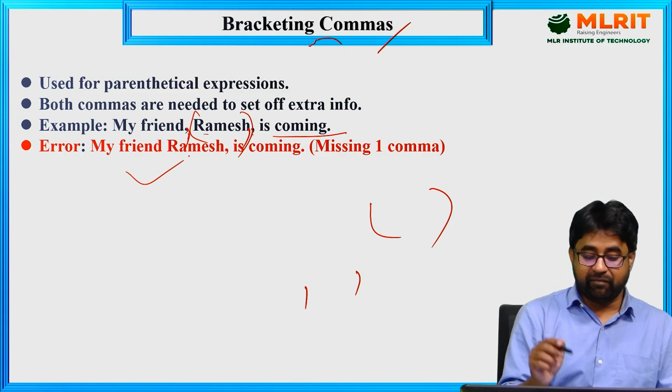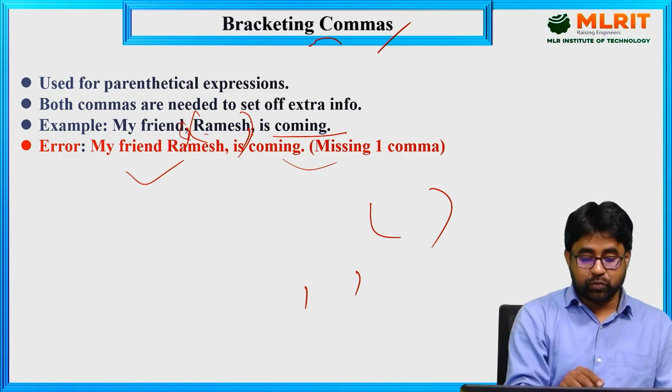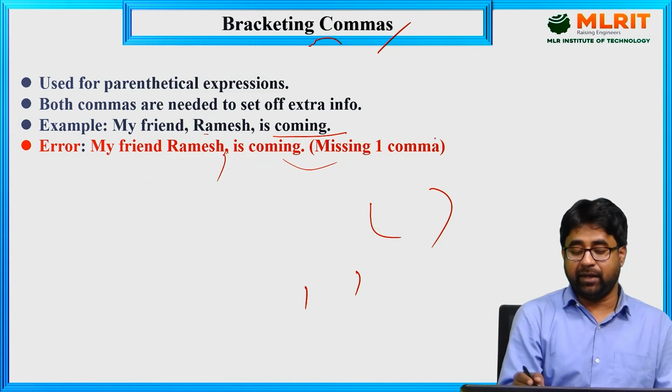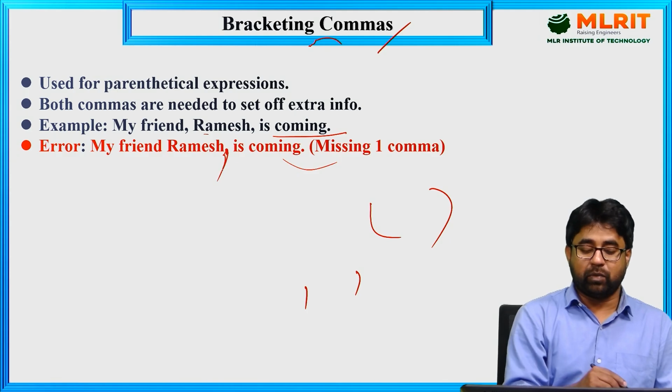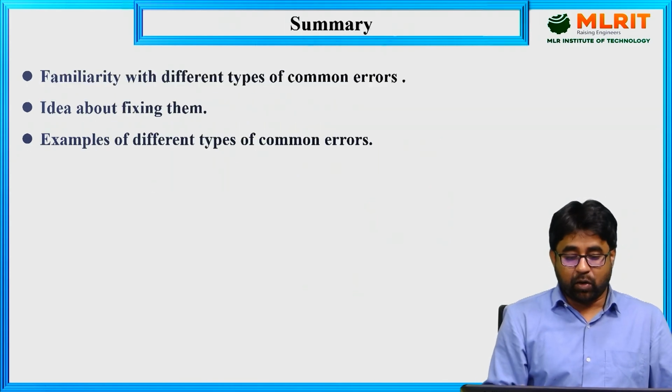So, my friend, Ramesh, is coming. Here what we did, instead of using these two bracketing commas, we just used one comma in our sentence. My friend, Ramesh is coming. Now this is wrong. We cannot put one comma. We have to put another comma here. Right? So I hope it is clear. All the points are clear.